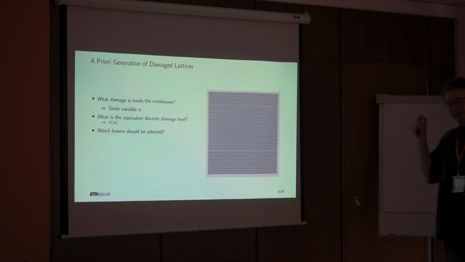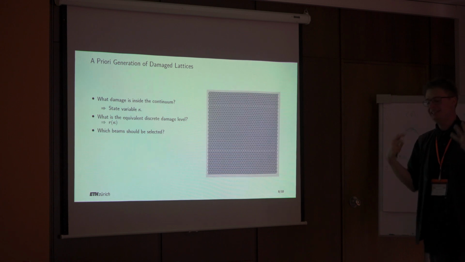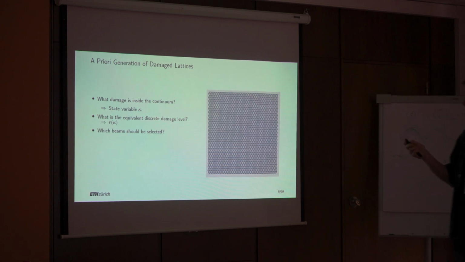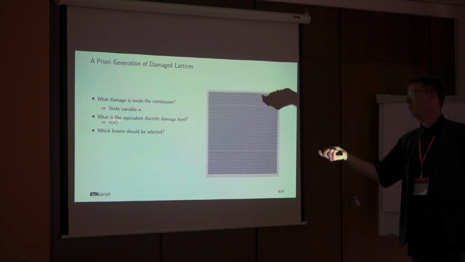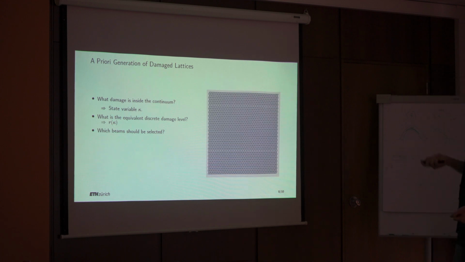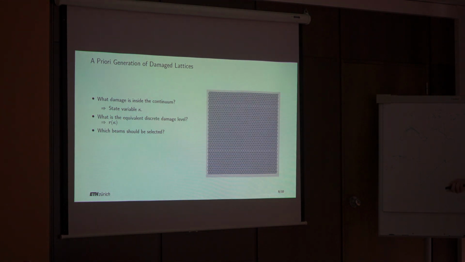So, now after I have done that, our target is to basically create damaged lattices from the beginning. So, how do we do that? As I have mentioned, we start in the continuum. So we have a damage and a state variable. And then we can use our link, our R basically, to transform this continuum state variable to a discrete state variable. And since R is the ratio of failed beams, we know how many beams we have to fail. However, the question remains which beam we should select.